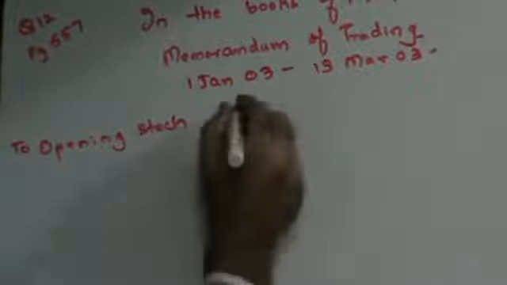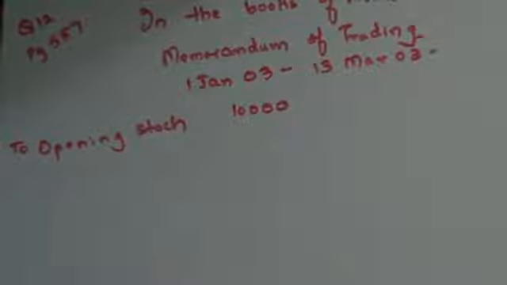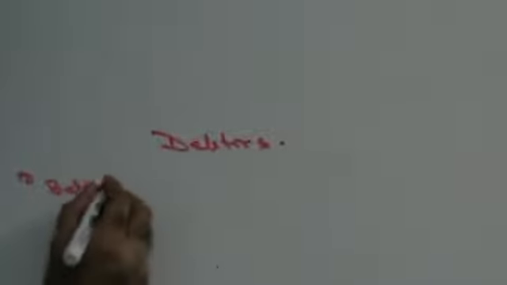Opening stock is given to you as 10,000. Next, they've given you opening stock of debtors. That means I need to make a debtors account. Opening stock to balance brought down. Debtors is an asset. Opening balance on the debit side 2,500.